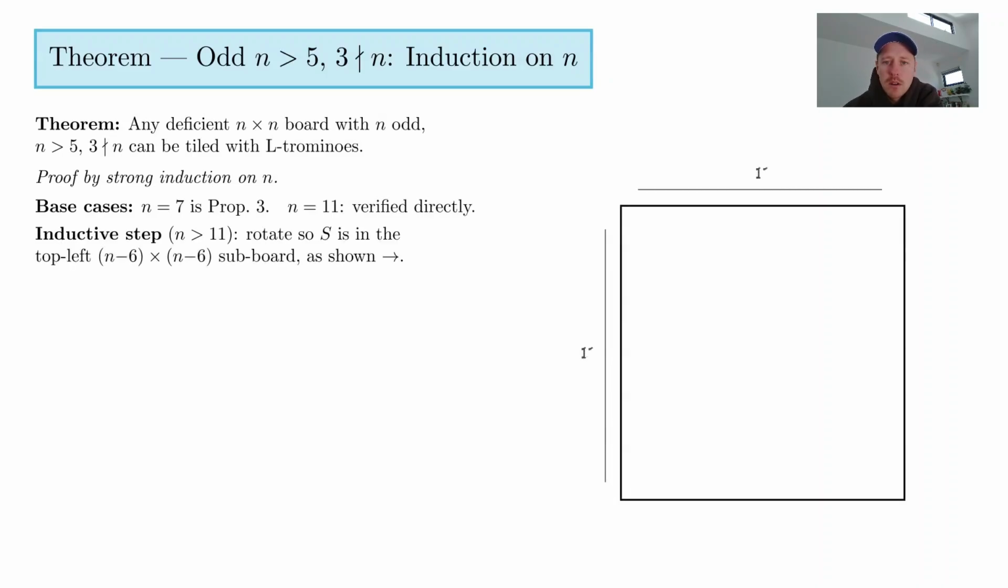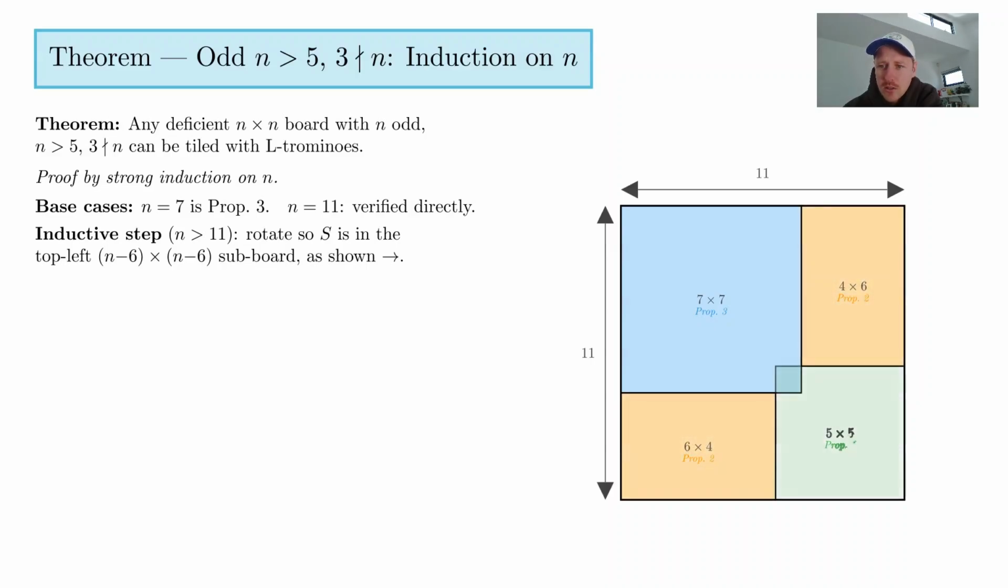So for an odd number greater than 5 and not divisible by 3, you can tile the chessboard. So let's look at n equals 11. This is going to be sort of our base case. 7 is kind of like the base case as well, but we've got 2 base cases. And here, I think, is the big idea.